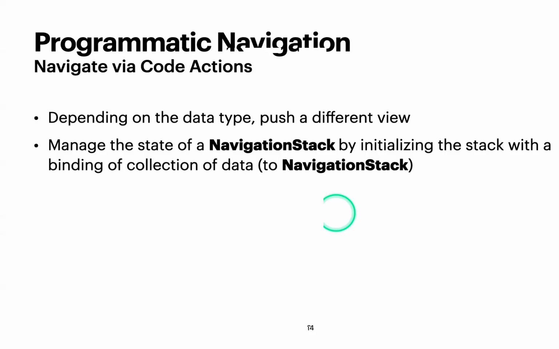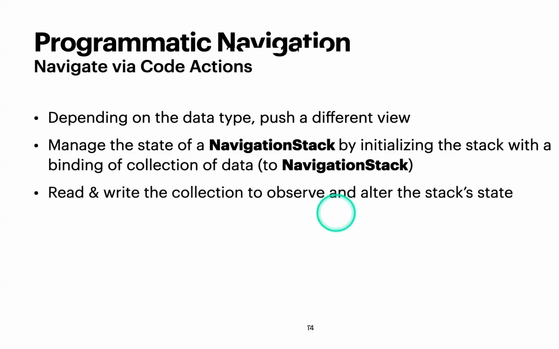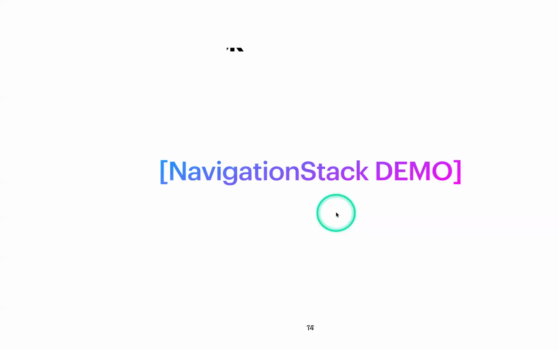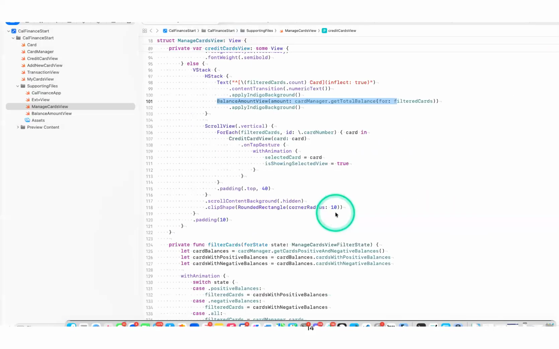And we can manage the state of navigation stack by initializing the stack with a binding collection of data, which is navigation path. And that allows you to read and write to the collection, and you can observe and alter the stack state. And what you can do is push different data types. For example, I'll push an integer, I'll push a string, or push an image. And depending on the data type that's being pushed, you could push a different type of view associated to that data type. And again, let's take a look at what this means in practice.